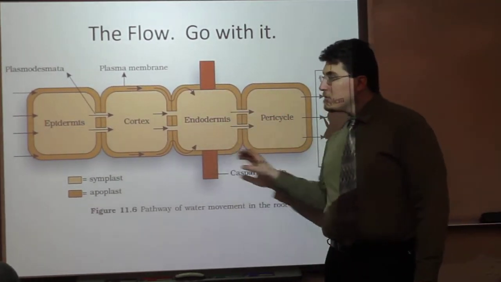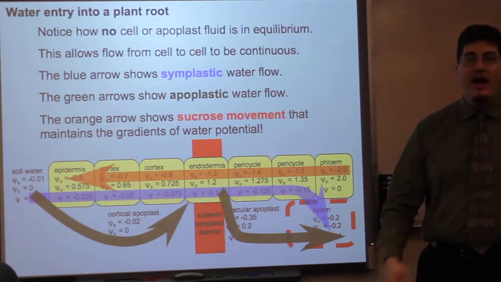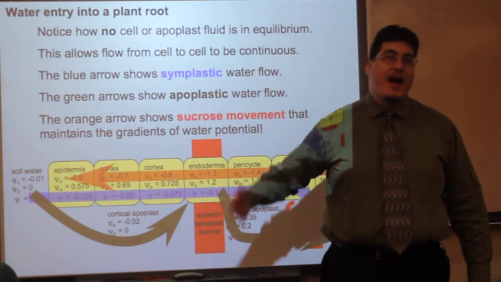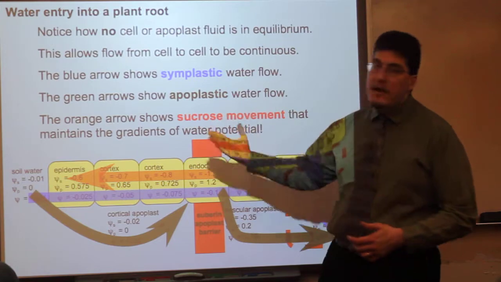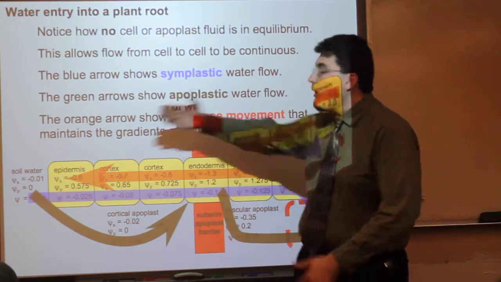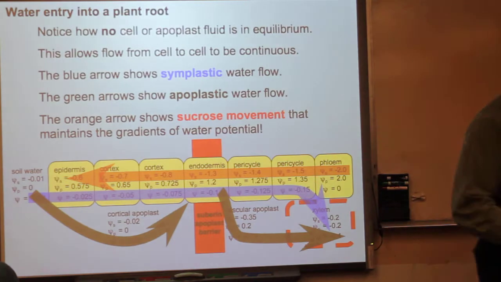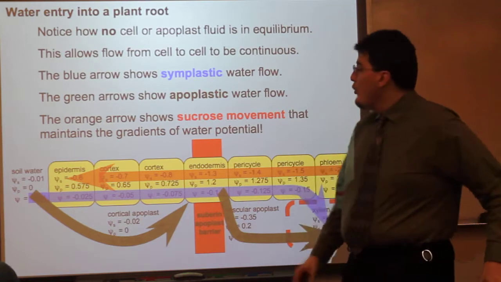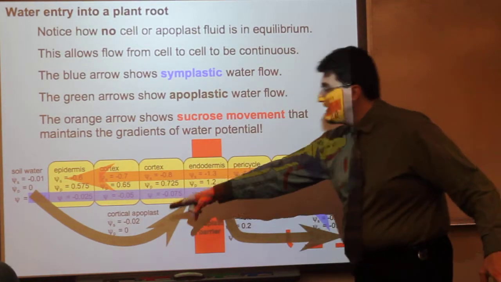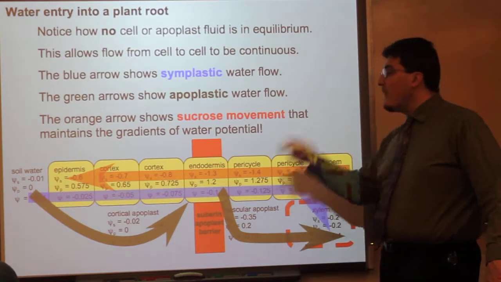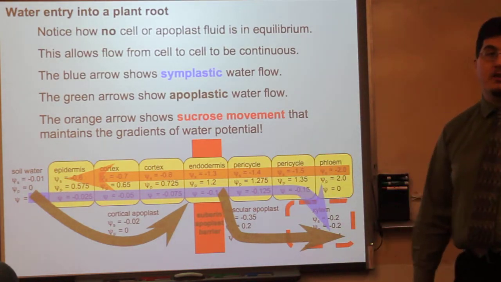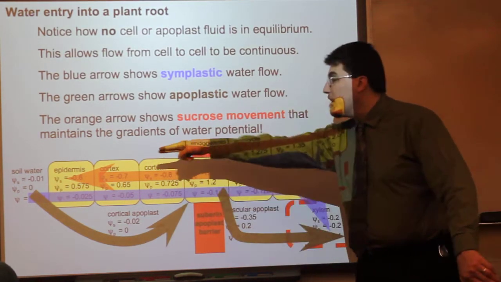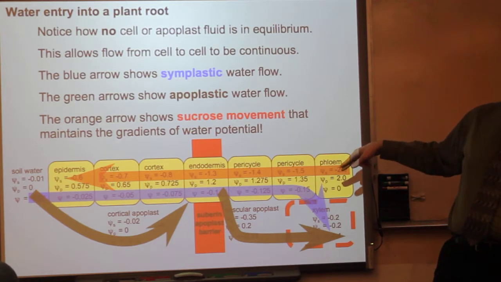This is going to be important when we talk about maintaining a solute potential gradient by means of the movement of sucrose out of our phloem, through our pericycle, through our endodermis, through our cortex, into our epidermis. So, because of this movement of sucrose, we need that water to be shunted into the endodermis, because otherwise water doesn't have to follow salt. By forcing it through the endodermis, we force water to follow salt from soil to vasculature.